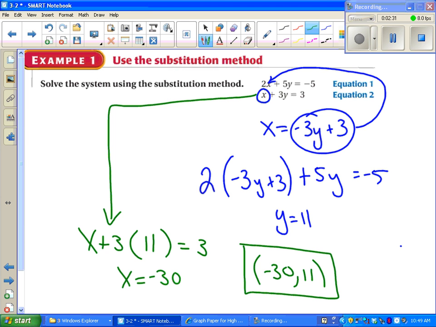Notice this was a lot faster than graphing. Also, you probably wouldn't want to draw a graph where you have to go all the way out to negative 30 to find your solution. So solving algebraically is just a little nicer overall in the long run.